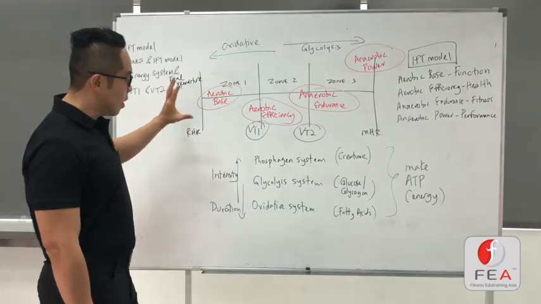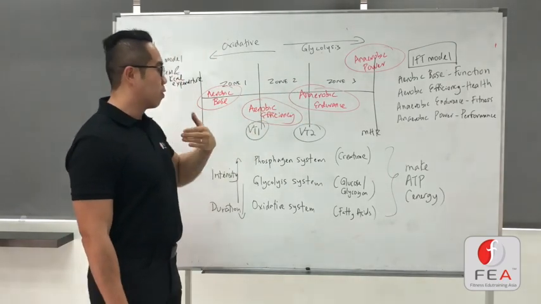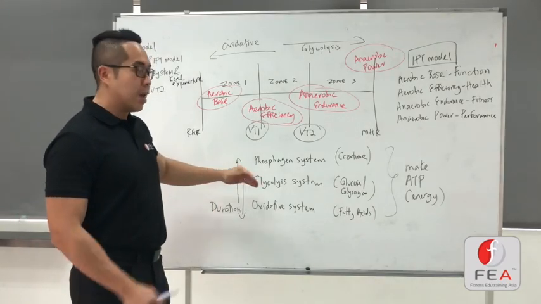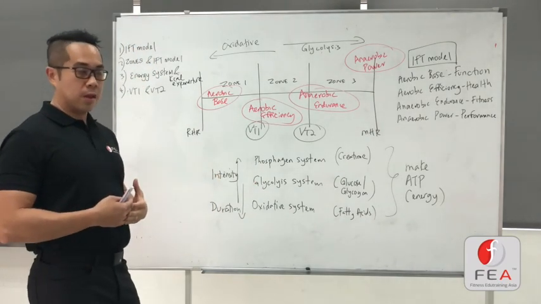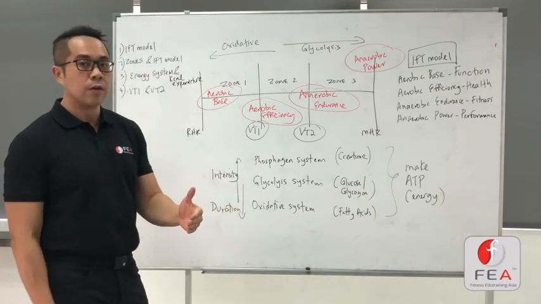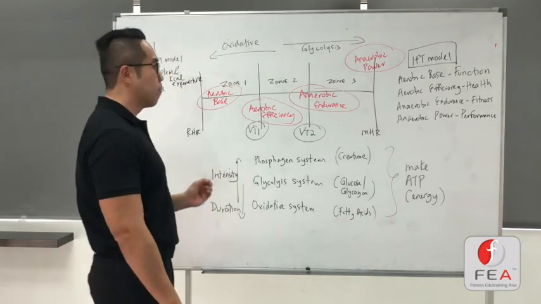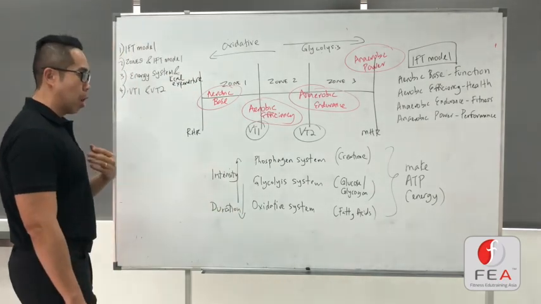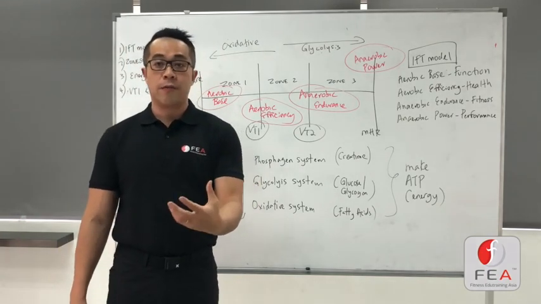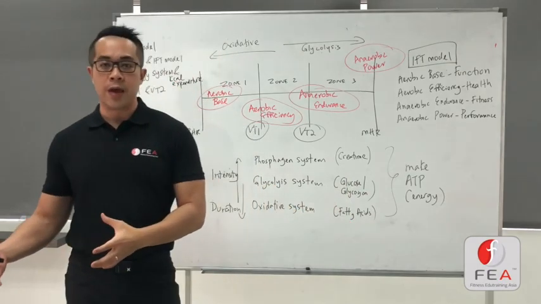As exercise intensity starts to increase, your body will start to rely on glycolysis. That means less fats, more glucose to convert into energy or calories for your body to move. So that's very important for you to understand, because a lot of times we are very concerned about how much fat we burn, and what intensity to do so that we can burn more body fat.